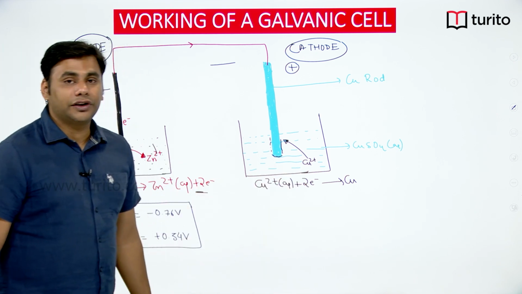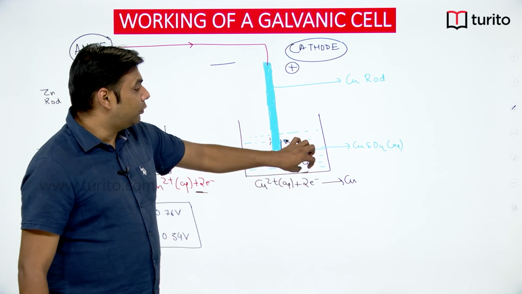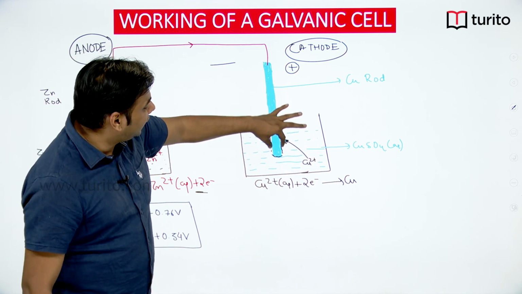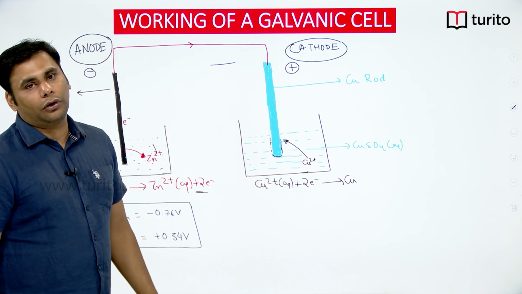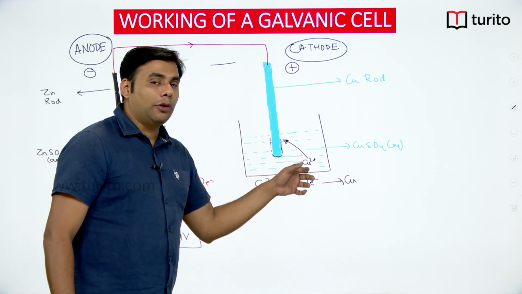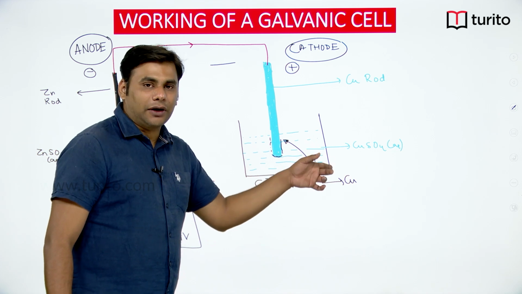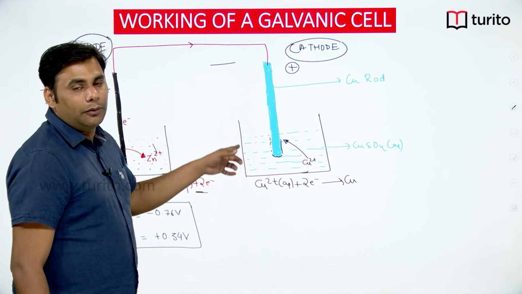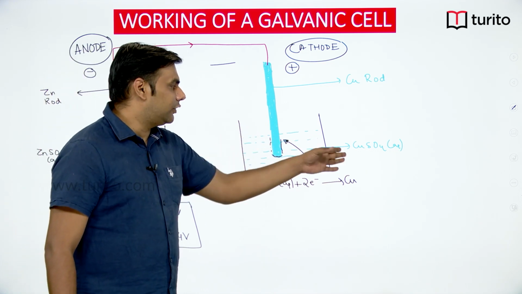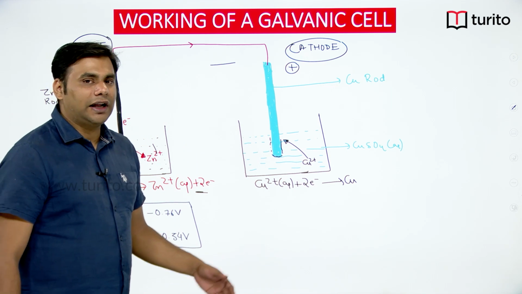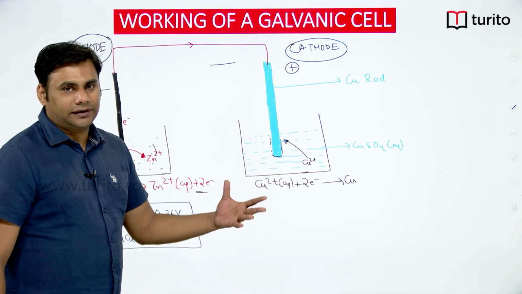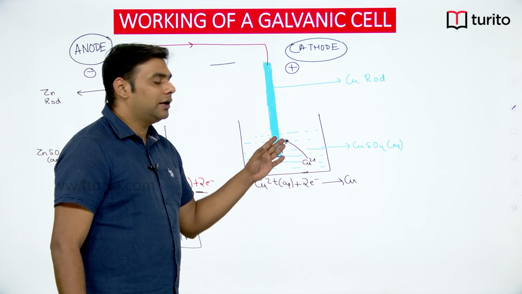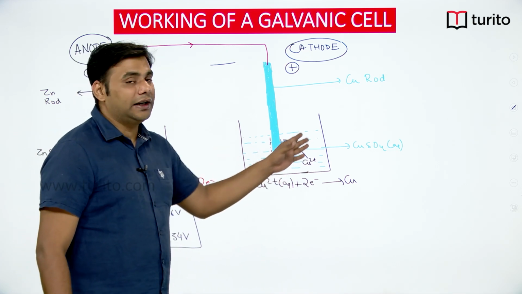So copper 2 plus reduces and changes into copper. The copper 2 plus from the solution gets reduced into copper and gets deposited on the copper rod. So the number of copper 2 plus ions in the aqueous solution will decrease. That would lead to negative charge development in the solution, because initially there was an equal number of copper 2 plus and sulfate ions. Now some copper 2 plus has gone from the solution and changed into solid copper, so the solution will have negative charge.